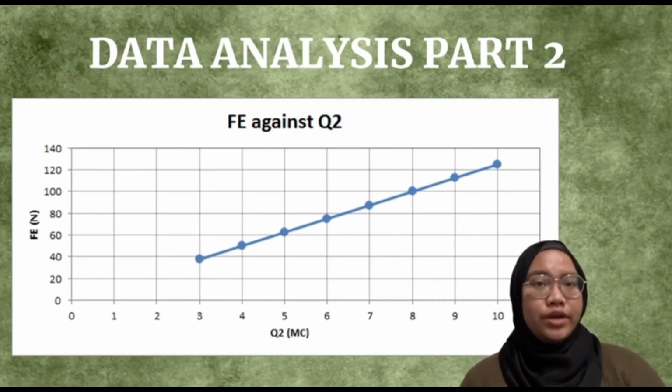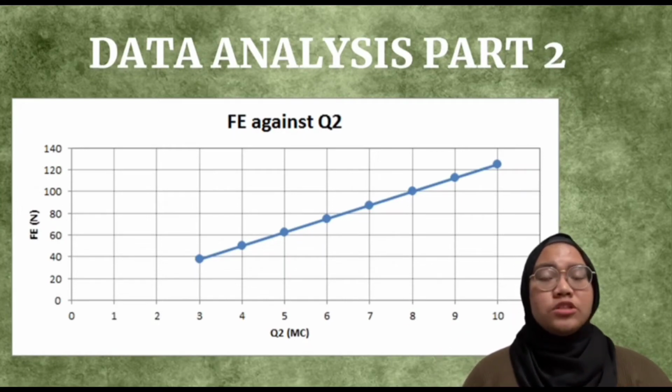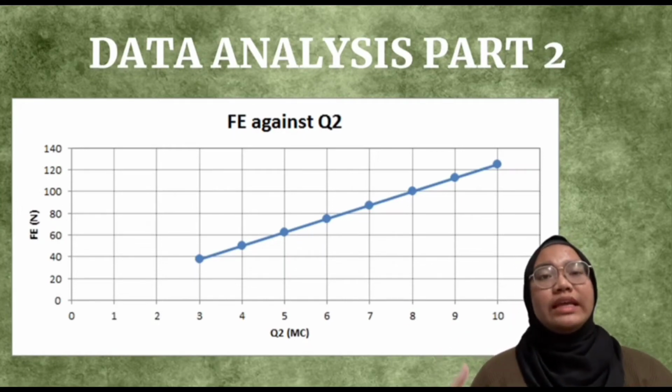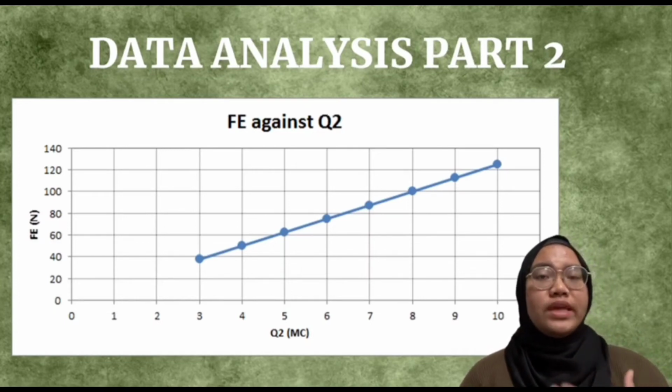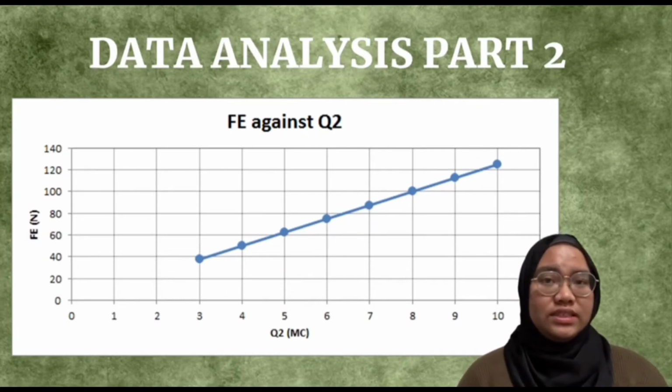In this analysis, we need to plot a graph between electrostatic force F and particle 2 or Q2. From the data we recorded, a linear or straight graph was obtained. It shows an increasing line as the charge of Q2 increases along with electrostatic force F. It is a directly proportional graph because as the charge of Q2 increases, the electrostatic force also increases.